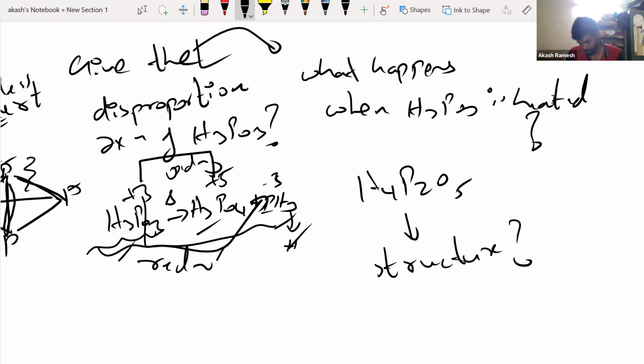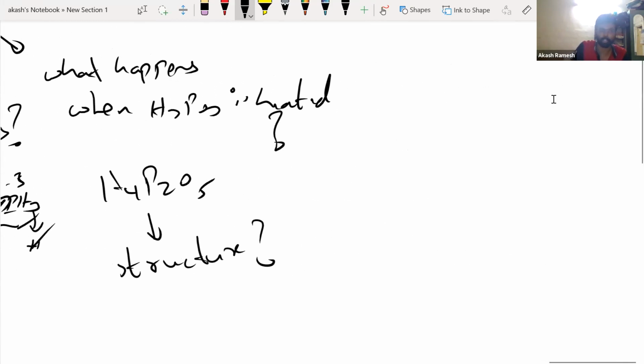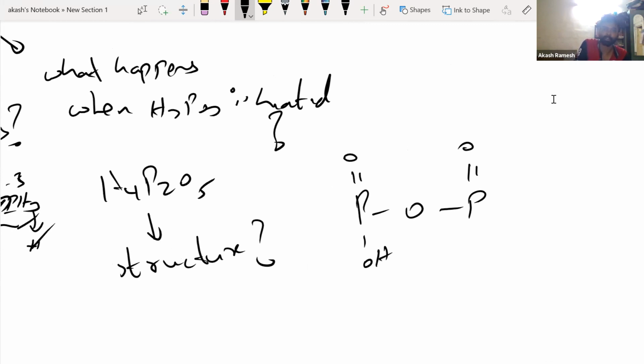H4P2O5. P-O-P, 1, 2, 3, 4, 1, 2, 1, 2. Yes, correct. Right. So now the structure goes like this, people. H4P2O5, one P-O-P bond is there. Put one double bond. So now I have put one OH bond.